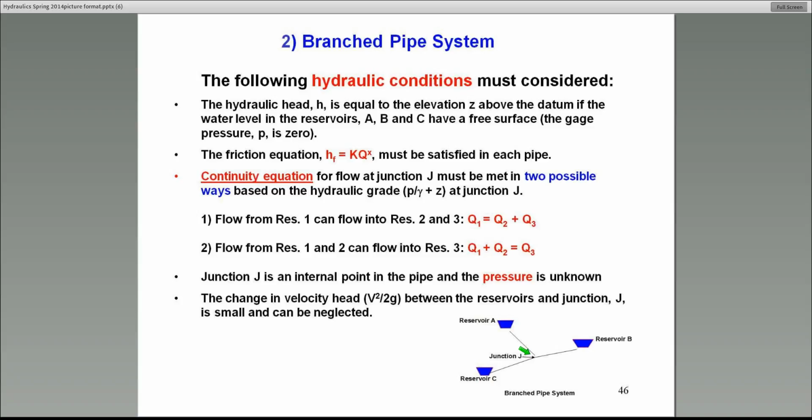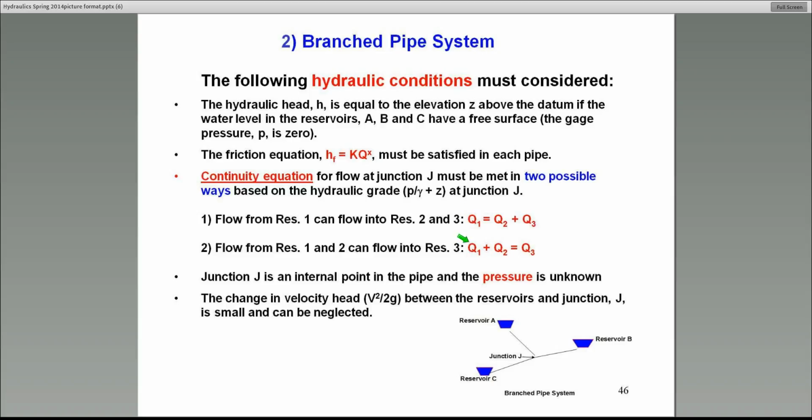The true hydraulic head at junction J will be such that the flow coming in from these two reservoirs will be equal to the flow going out into reservoir C. That's the equation of continuity being met. That's the first scenario, which is this one right here.